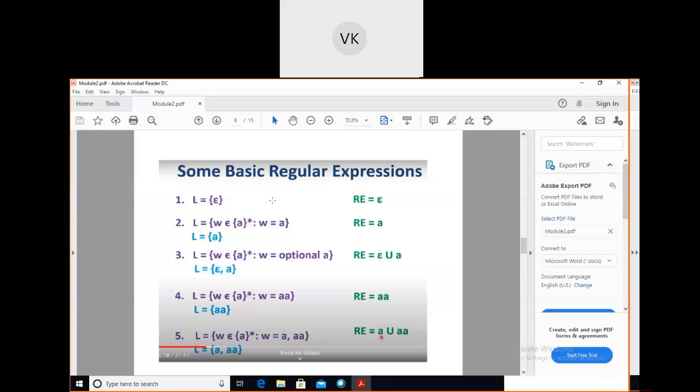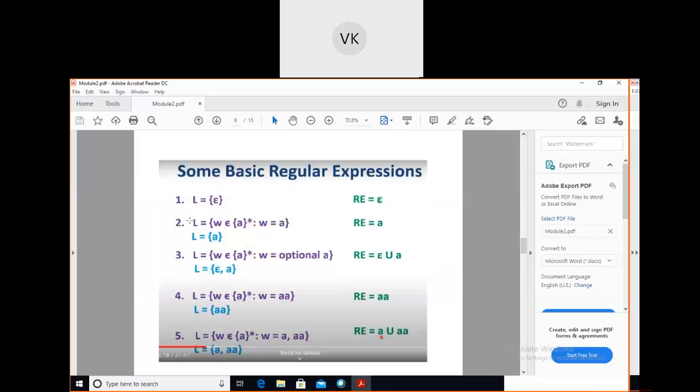Here you see some basic regular expressions. L is equal to epsilon. L is the language having the empty string. The corresponding regular expression, RE, will be epsilon. If the language has the null string, then the respective regular expression will be epsilon itself.